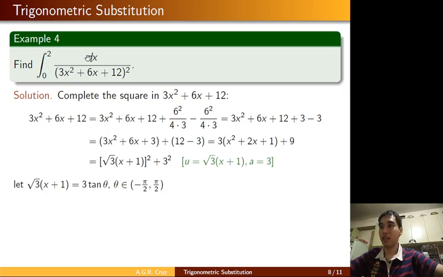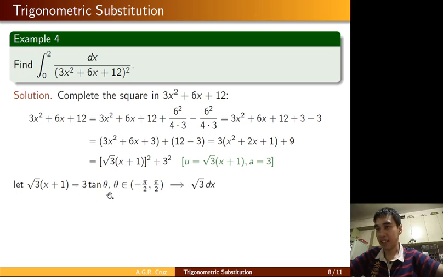Okay? So your dx in terms of theta, what do? Again, you differentiate both sides of this equation. On the left, ano yung derivative ng square root of 3 times x plus 1? So square root of 3 lalabas. Derivative ng x plus 1 is 1. So square root of 3 times 1, that should give you square root of 3. And then times differential dx, that should give you square root of 3 dx. That's your left-hand side. Okay?